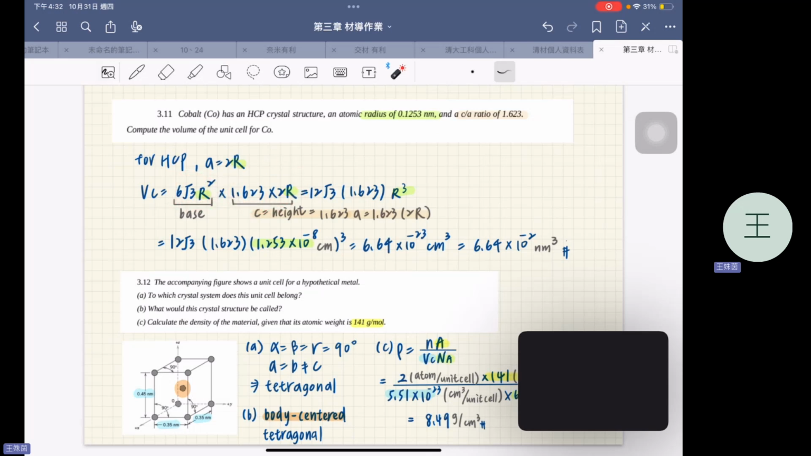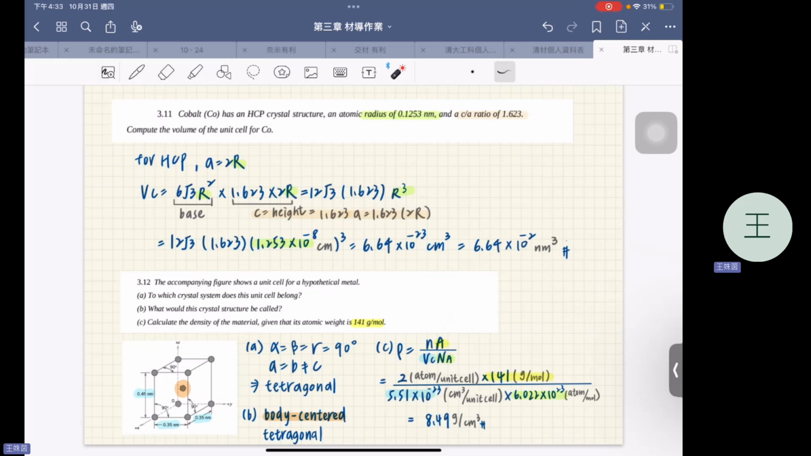Just like we mentioned before, c equals 1.623 times a, and a also equals 2R, so we can replace it using R to express the whole equation. We put the numbers inside, especially the R, and after the calculation, we get the answer equals 6.64 times 10 to the power of minus 2 nanometers cubed. This is the volume of the unit cell.